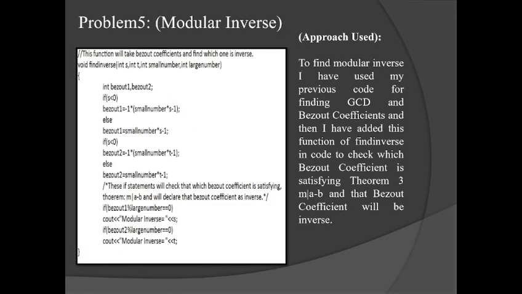Now I will move to problem 5, which is to find the modular inverse. To find the modular inverse, I have used my previous code for finding the GCD and Bezout coefficients, and then I have added the function of find inverse in the code to check which Bezout coefficient is satisfying the theorem, and absolutely that Bezout coefficient will be the inverse.